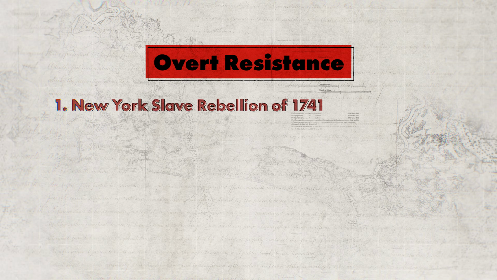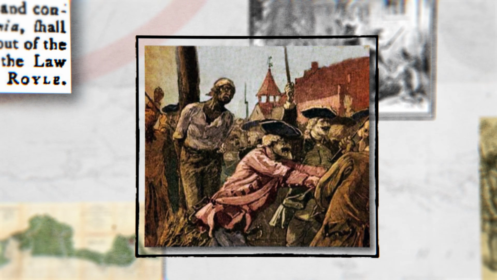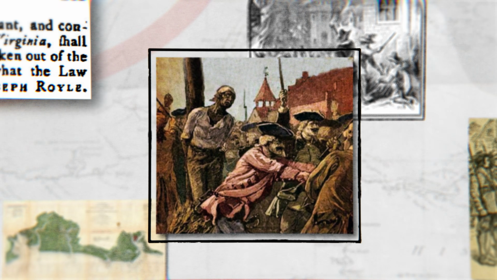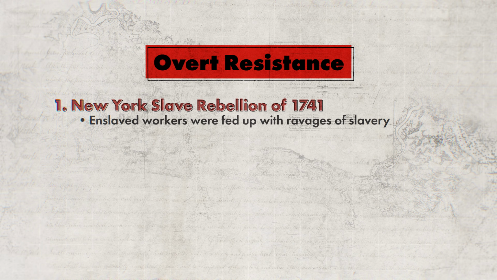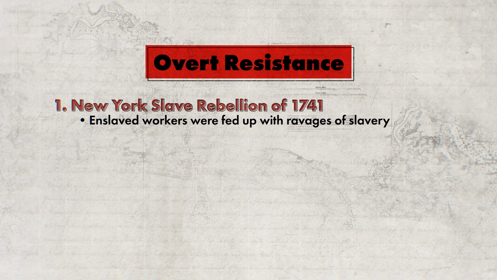Now, the first slave rebellion in the 18th century occurred in New York City. A group of enslaved people intentionally burned down a building at the edge of town, and as white folks came rushing to see what was going on, rebels killed 9 of them. Now, those rebels were pretty quickly captured and tortured and publicly burned in the town square, but it was a sure signal that these enslaved workers were fed up with the ravages of slavery.